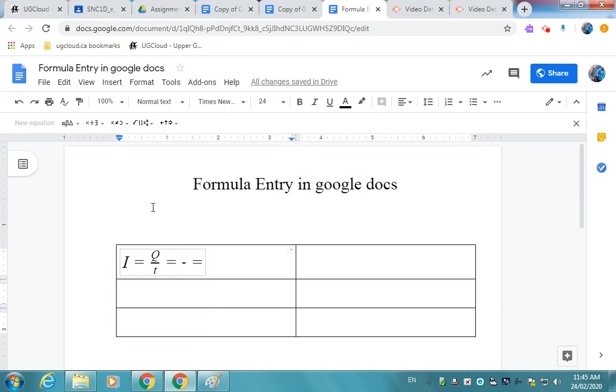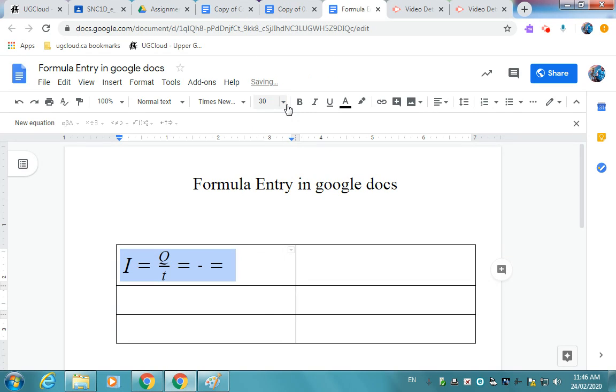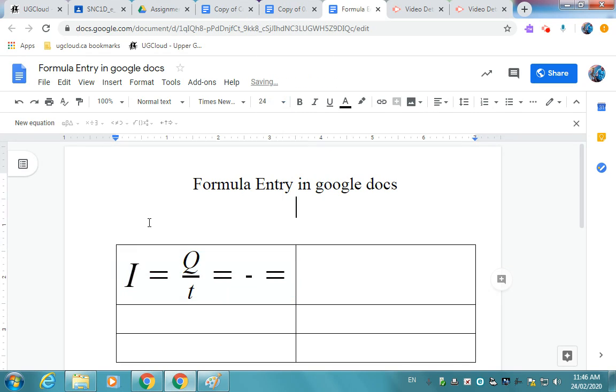So I've got this all set up, and I know that's really tiny, so I'll make it a bit bigger, 48. Okay, so now I have a formula with a space for a fraction. So anytime I'm asked the I equals Q over T formula, there it is.